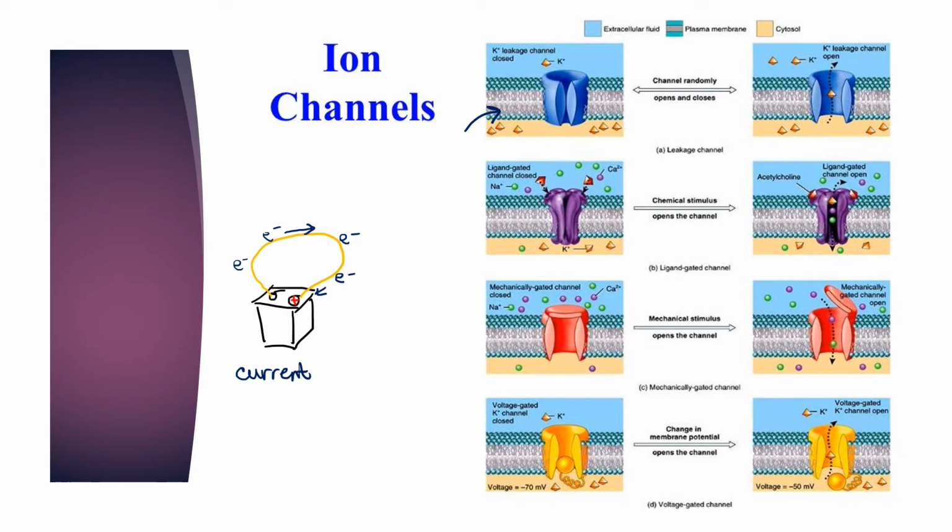Now ion channels will open and close due to the presence of gates. So this gate is going to be part of the channel protein that can seal the channel pore shut, or it can move aside to open the pore. So we can kind of see one of these gates right here. We can kind of see another little gate here.